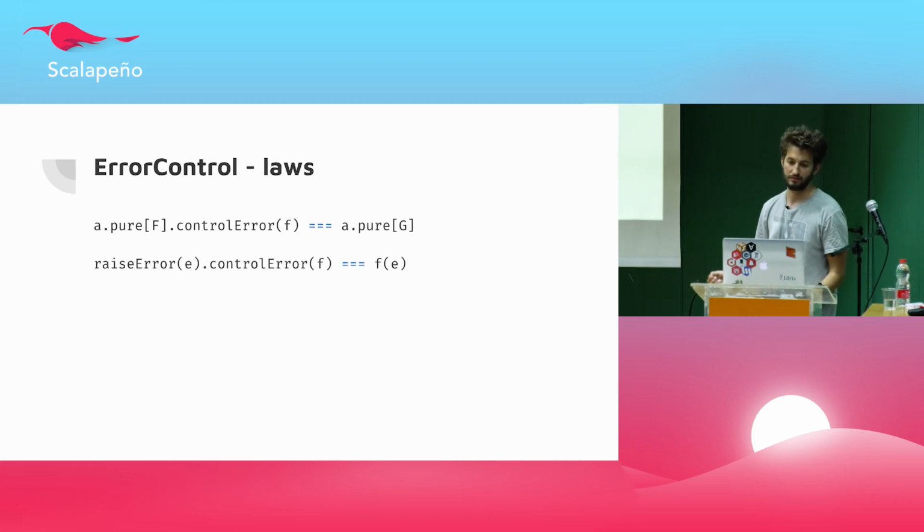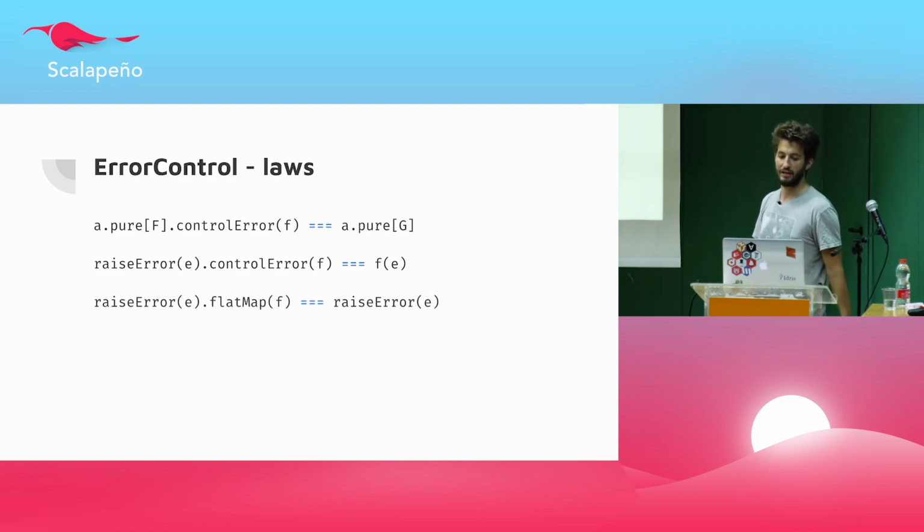Another thing that also makes sense is that if we raise an error and then use the controlError function with a function that takes an E to a G of A, it should be the same as just calling that function directly, right? And another law I came up with says that, hey, because raiseError is guaranteed to short circuit, if we raise an error and then flatMap over it, it should not modify that value at all and just be the same as the simple raised error value.